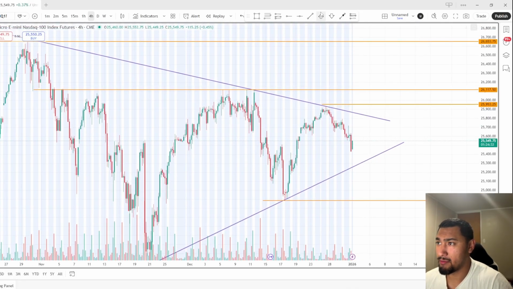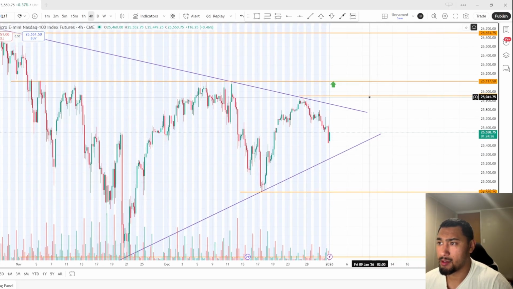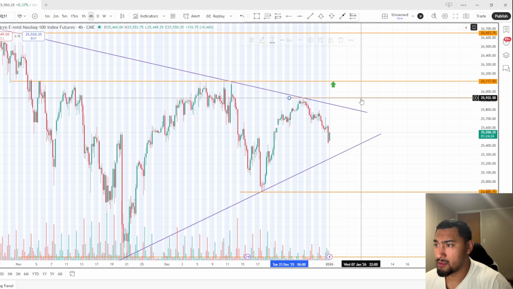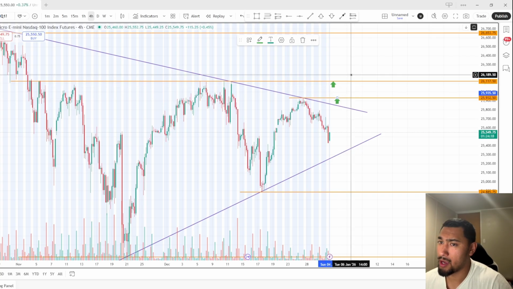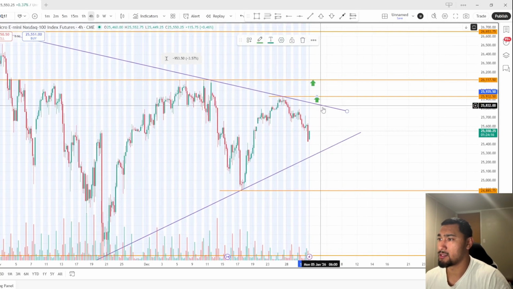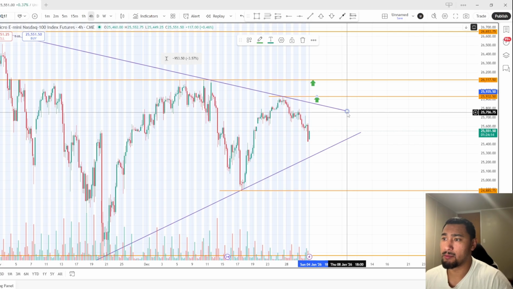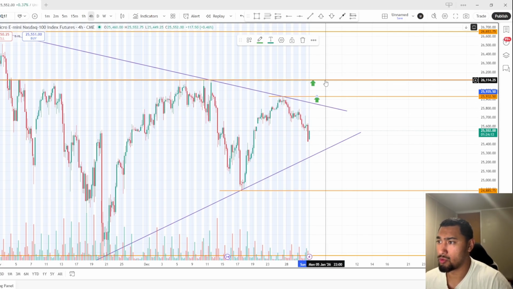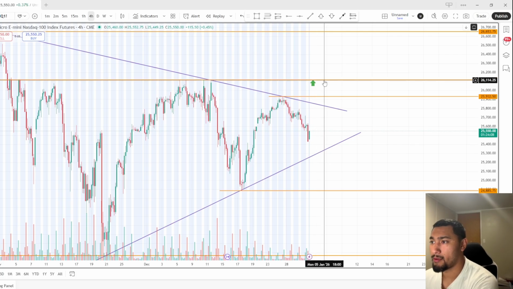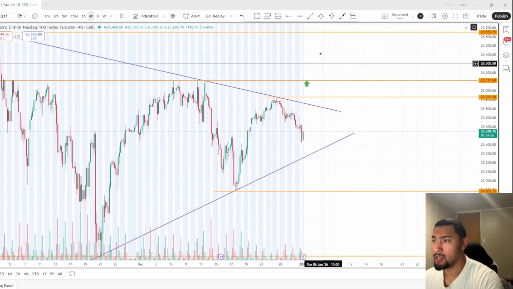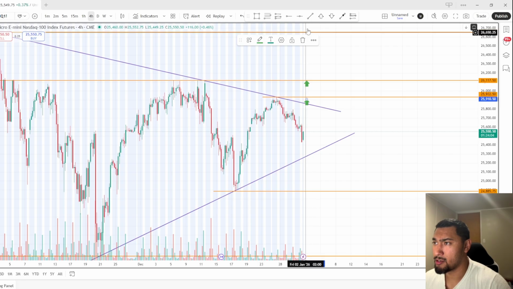If we break up, we have to wait to get above that 26,120 area. We can even try that. Like we can even long it up to this level, but once you get close to it, you have to get out of your positions because it could be very likely we reject here again. So yeah, we can long here.